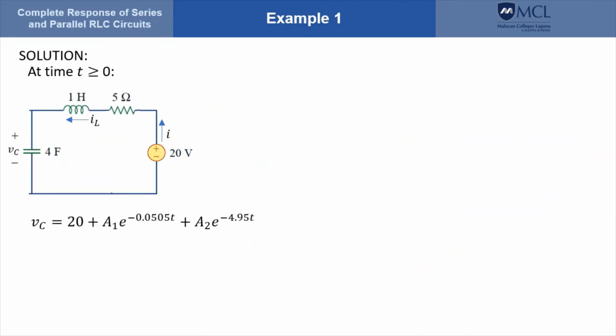Again, here is our solution for V sub C. So what remains is to determine A sub 1 and A sub 2. We also have our simplified circuit here. This is the circuit as a result of opening the switch, so it is a series RLC circuit. Take note that the current is shown as directed away from the positive terminal of the source, and this is the same current that flows through the inductor and through the capacitor.